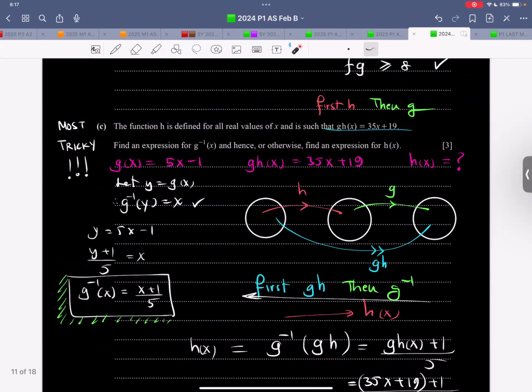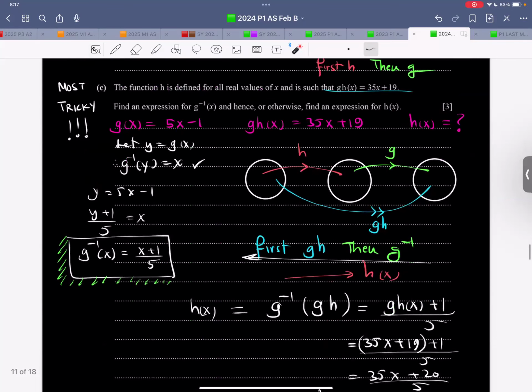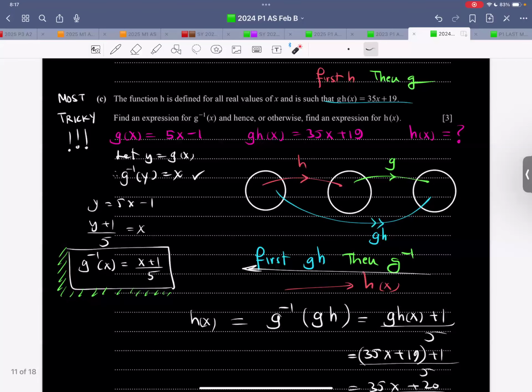Now, this thing over here, this is the most tricky part, even though it's for 2-3 marks. But yes, we should know this concept. That is, the function h is defined for all real values of x and is such that g of h of x is 35x plus 19. So what is h of x? Find an expression for g inverse, hence or otherwise find an expression for h of x.